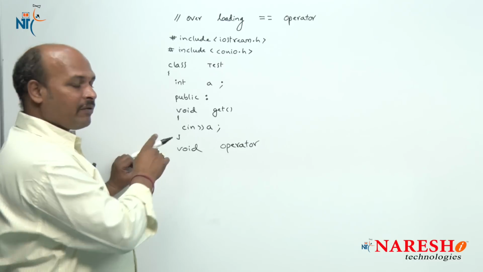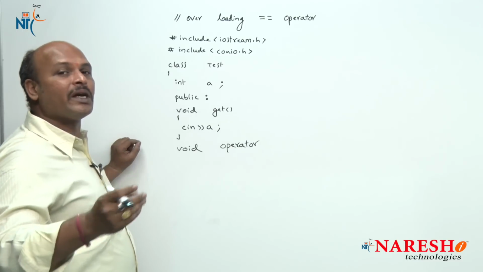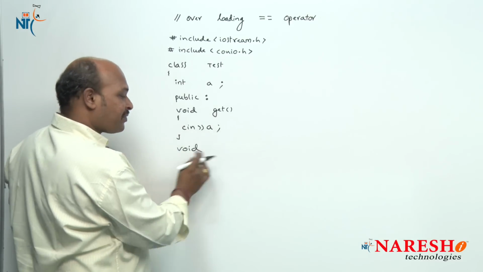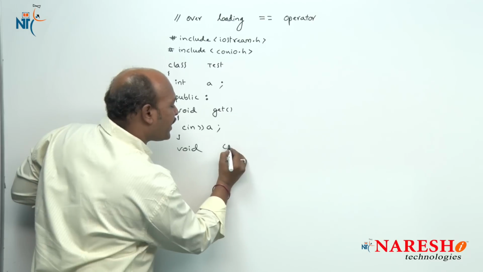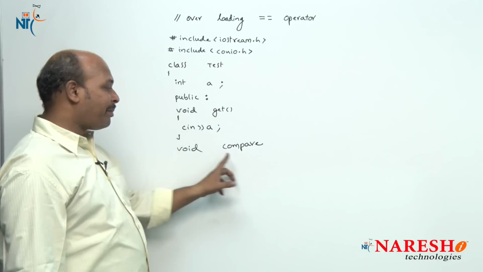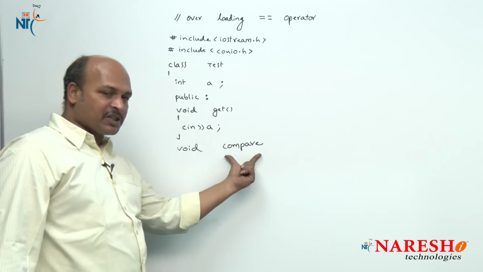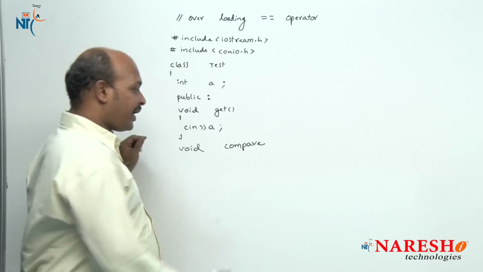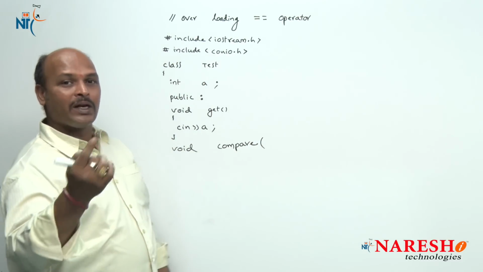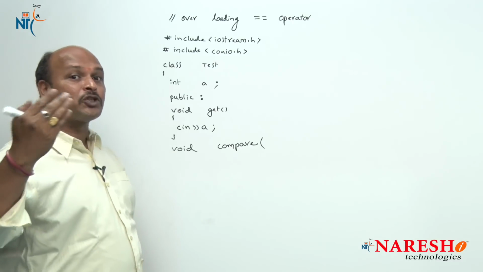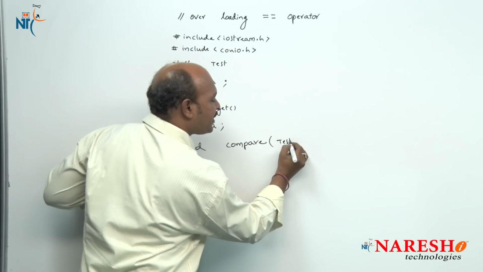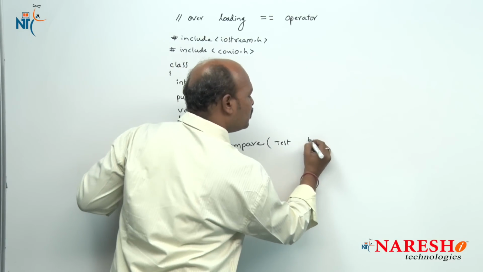That is why first I want to conduct this example by using a normal function. Okay, that is why there is no operator. In place of this one, I am going to write a function called compare, void compare. Now it is the function name, it is the return data type. Next, to compare the value, how many values are required? 2. Okay, one is implicit, another one should be explicit. That is why here I am going to write test T2.